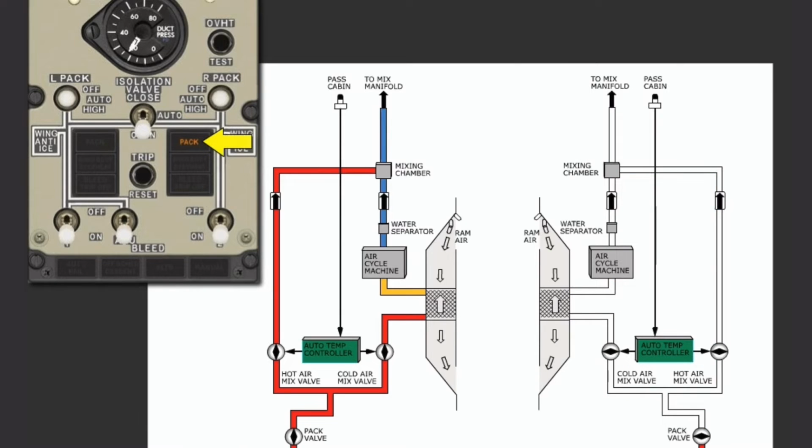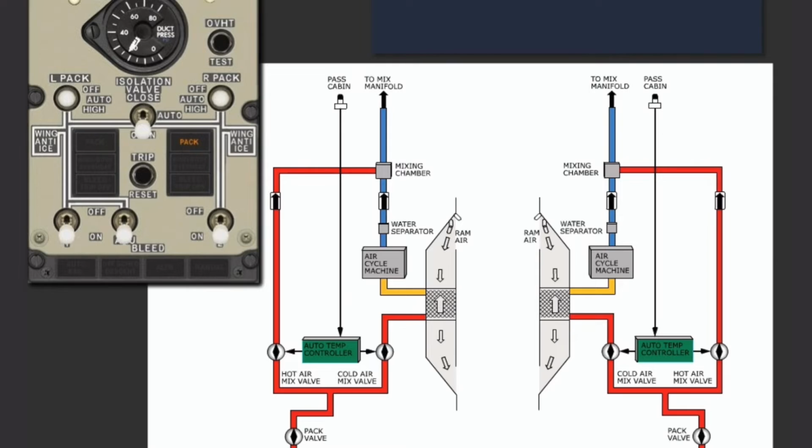The pack light illuminates to indicate a pack trip-off due to an overheat or failure of both primary and standby pack controls. When the pack detects an overheat condition, the related pack valve closes and the pack light, master caution, and air conditioning annunciators illuminate. If the fault condition is corrected, pushing the trip reset switch resets the pack light in an overheat condition. The related pack valve reopens and the light extinguishes.